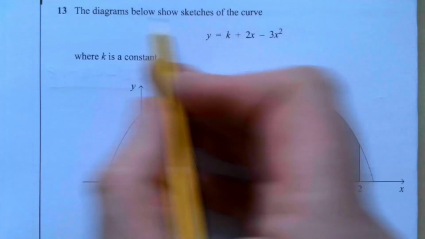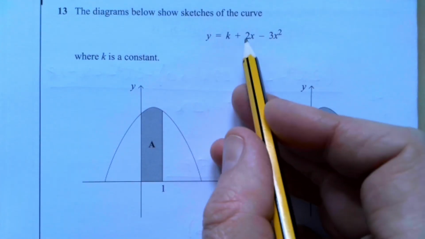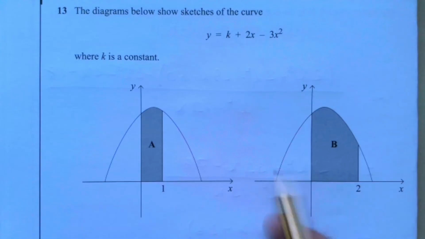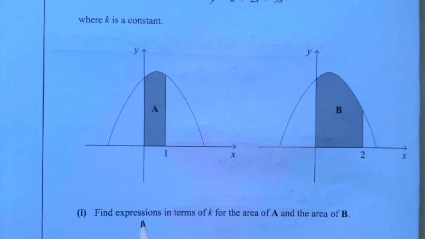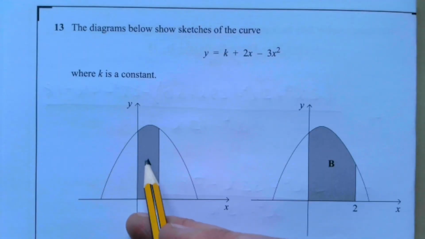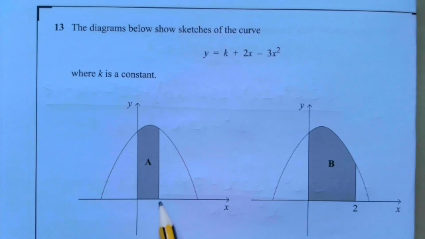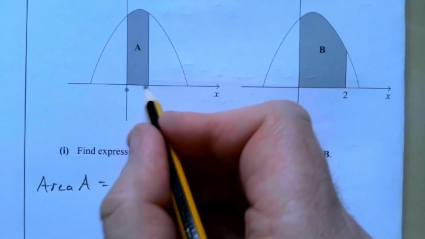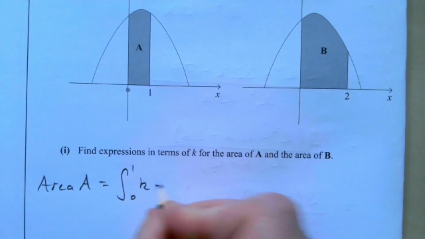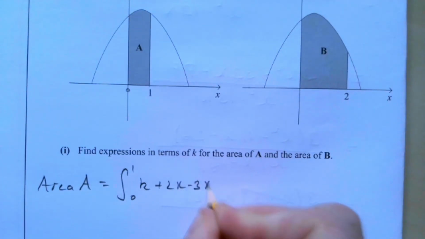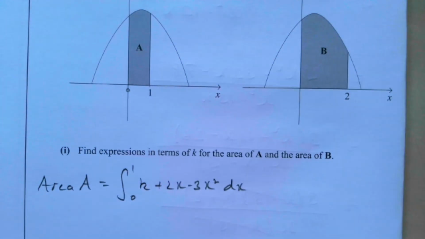Question 13, the diagram below shows some sketches of the curve y equals k plus 2x minus 3x squared, here and here. Find expressions in terms of k for the area of A and the area of B. Well, the way we find our areas under curves is to integrate. So we're going to have to integrate them between 1 and 0. I hope you can see that. So the area of A, I'll move this up in a wee second, is equal to the integral between 1 and 0 of k plus 2x minus 3x squared dx.